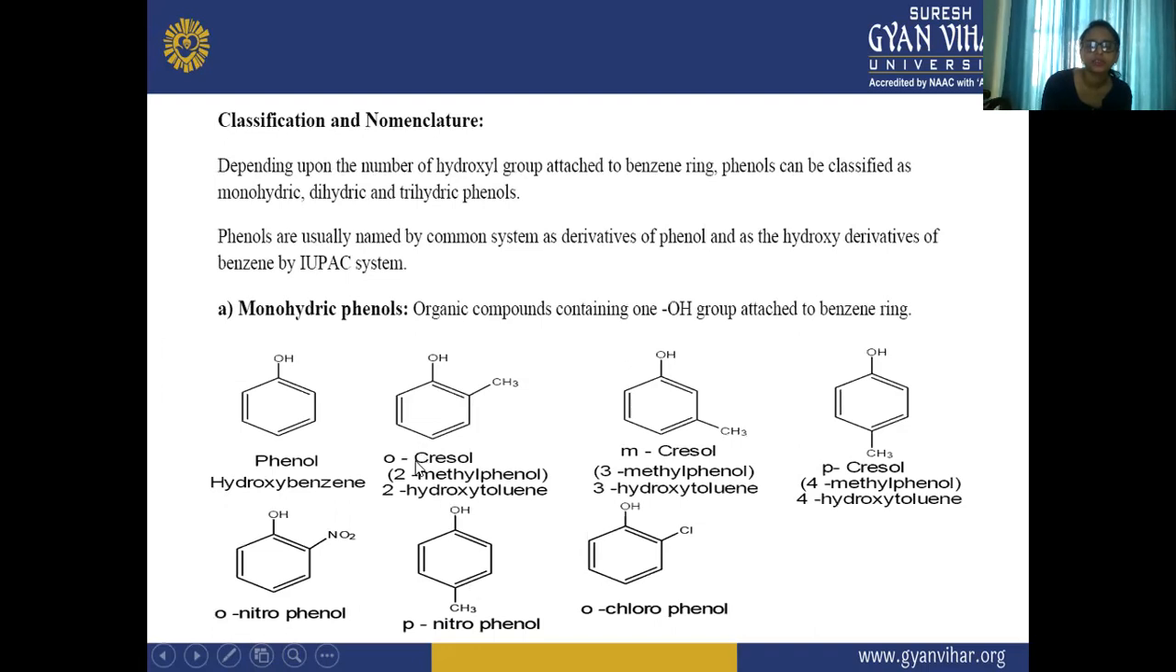Now the classification. It is divided into 3 types: monohydric, dihydric, and trihydric. Mono means one OH group is attached to the benzene ring. Some examples are phenol (hydroxybenzene), o-cresol, m-cresol, and p-cresol.